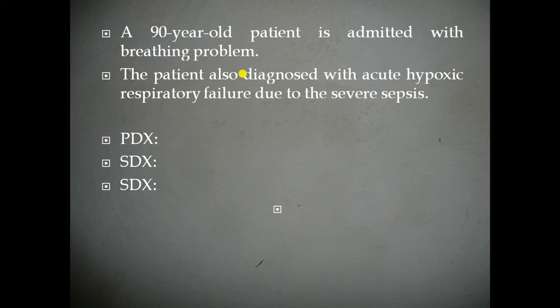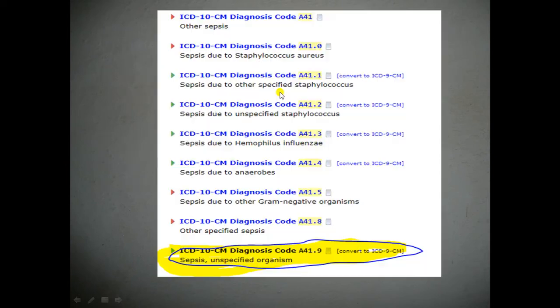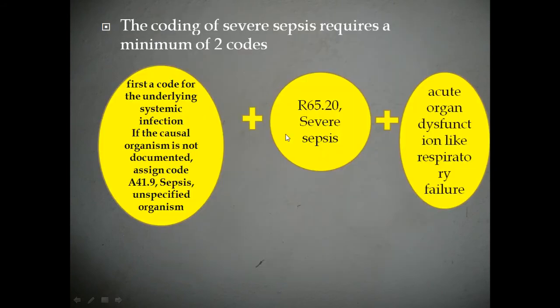So what are the ICDs we have to assign? The guideline that applies here is the severe sepsis guideline. In that scenario, the patient is having severe sepsis, right? Along with that, respiratory failure is also there. It's nothing but the organ dysfunction, right? So what all the codes do we have to assign?